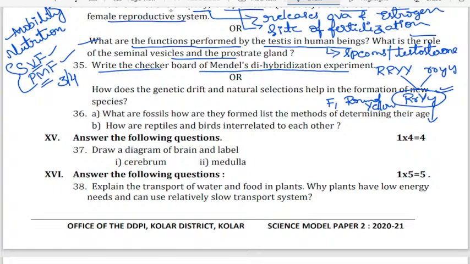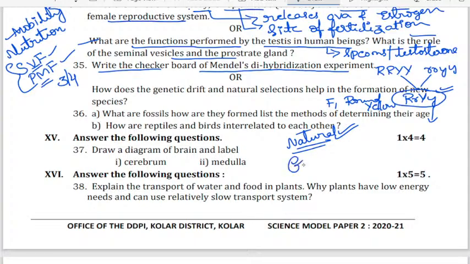Okay, let me now tell the answer for this. See, how genetic drift and natural selection help. Basically, natural selection and genetic drift both result in a change in the frequency of alleles, children. Because when I told about natural selection, I already told you, it is nothing but change in the frequency of some genes which gives survival advantage. Natural selection gives survival advantage.